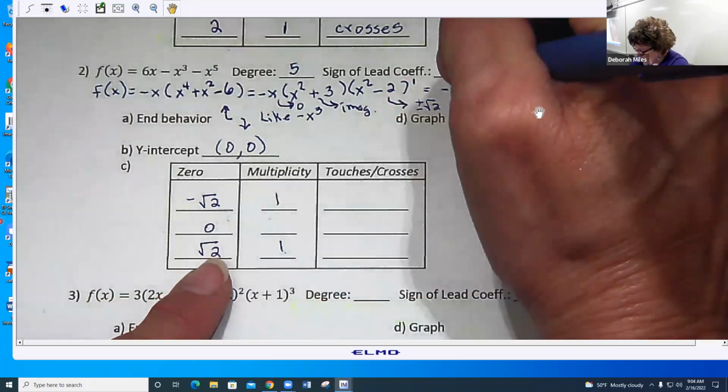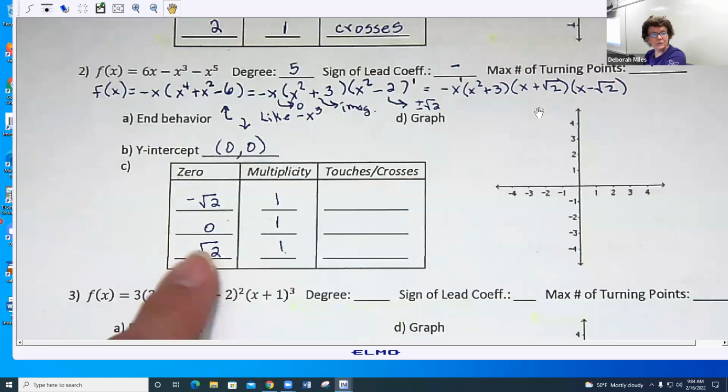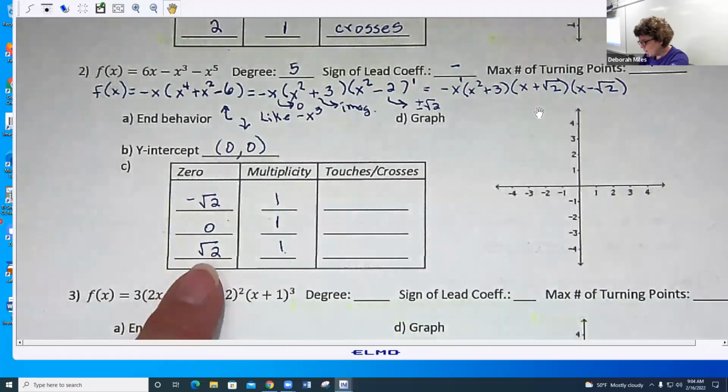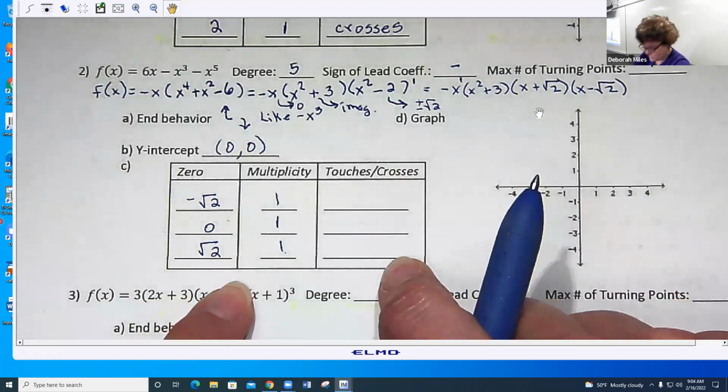What about the multiplicity of 0? That plain old x was just to the first. So the multiplicity of that 0 is 1. What does that mean the graph does at each one of these intercepts? Yep.